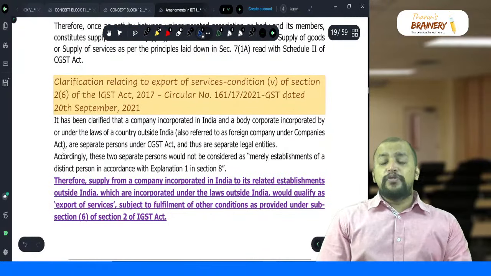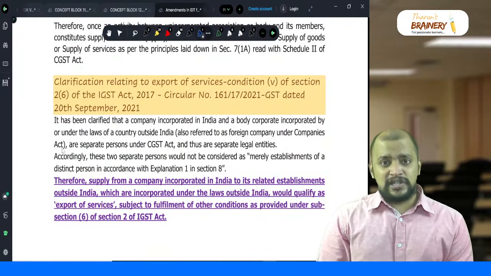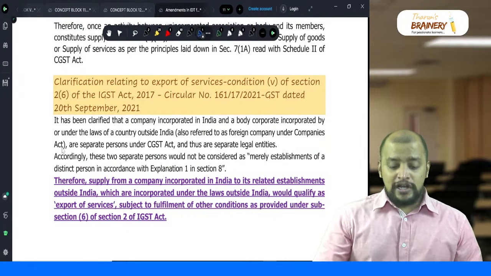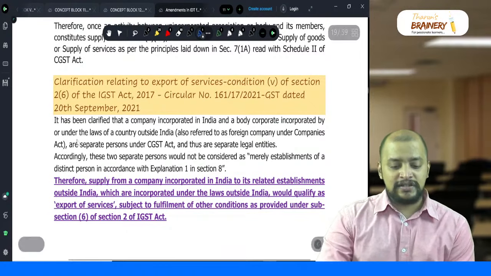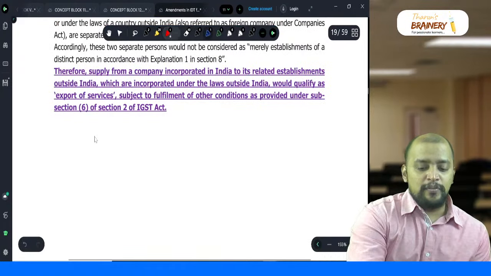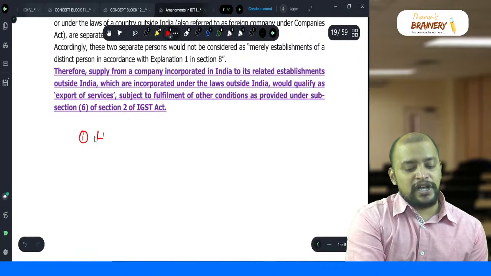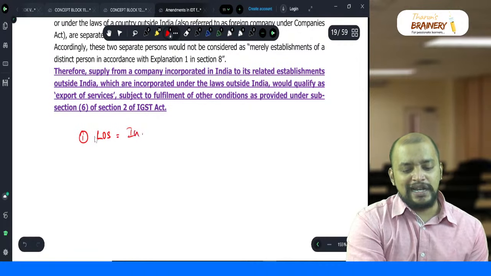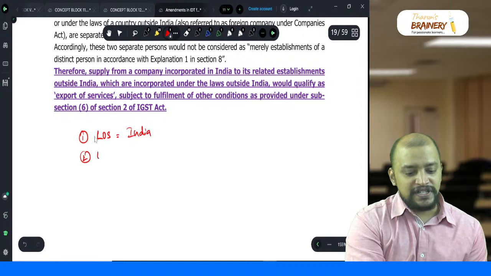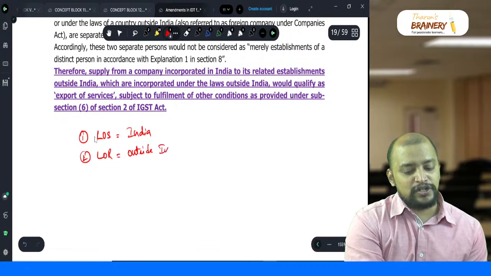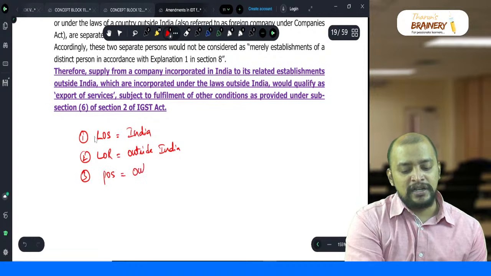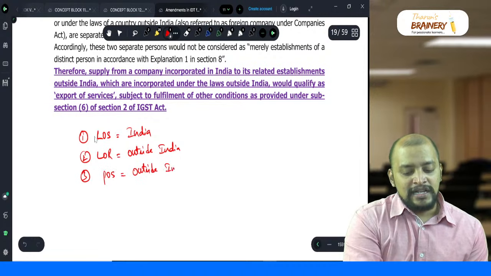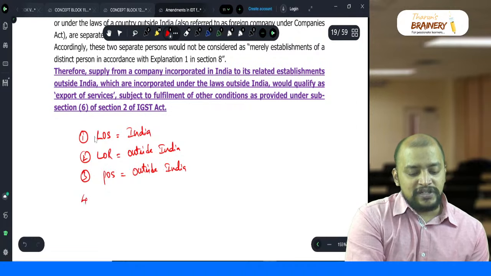Then export of services. What are the conditions to be fulfilled to call an activity as export of services? Total 5 conditions. What are those 5 conditions? Number 1. Location of supplier should be India, and location of recipient should be outside India. And where should the place of supply be? The place of supply should be outside India.